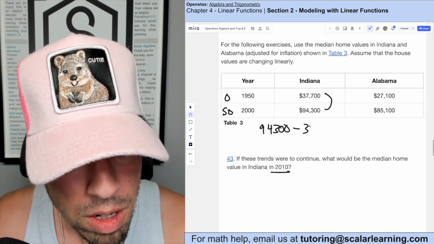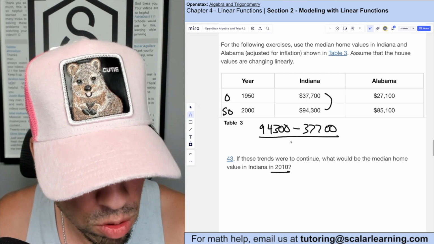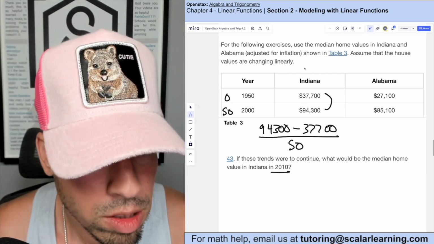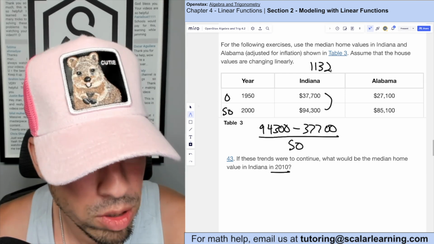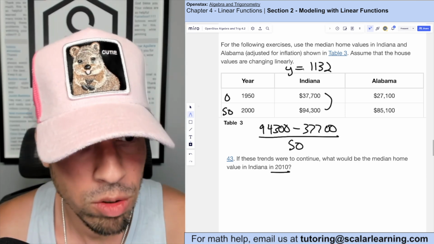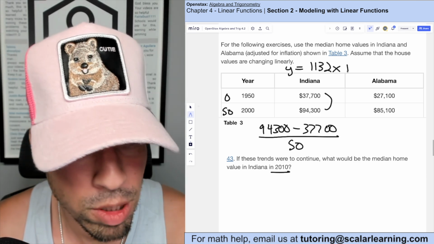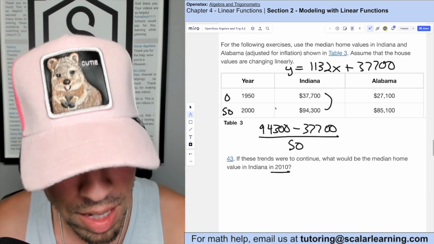So I'm going to subtract 94,300 minus 37,700 divided by 50 minus 0, which is 50. And this gives me a slope of 1132. And then now to get my nice equation to predict median value, it's that slope times x plus my y-intercept, which I've designated as 37,700. That's times 0 in 1950.